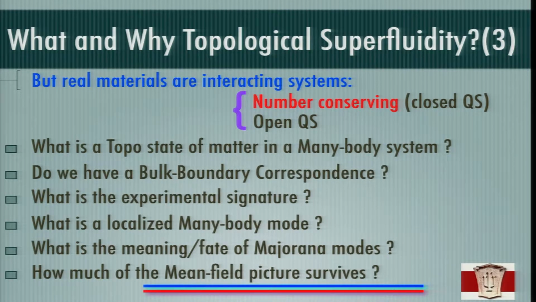For example, a topological superfluid in a many-body interacting system that has number conservation. Do we have a bulk-boundary correspondence? What is the experimental signature? What is a localized many-body mode? What is the meaning and fate of Majorana modes in interacting systems? And how much of the mean-field picture survives? That's a very general question.